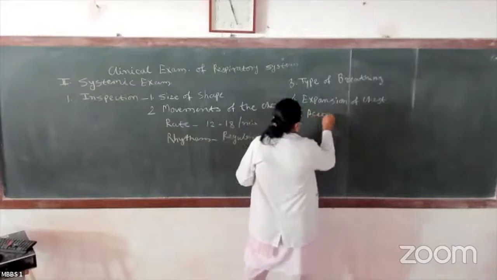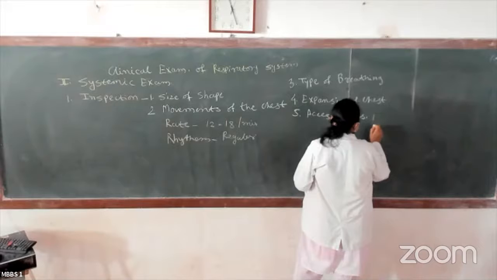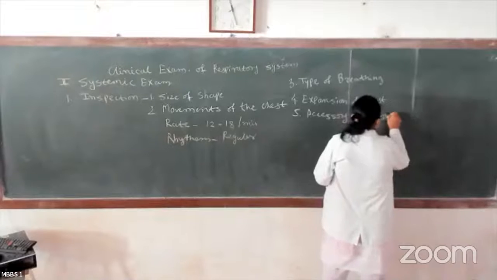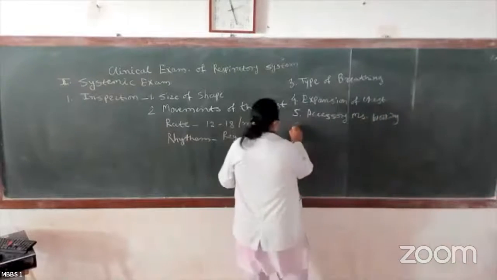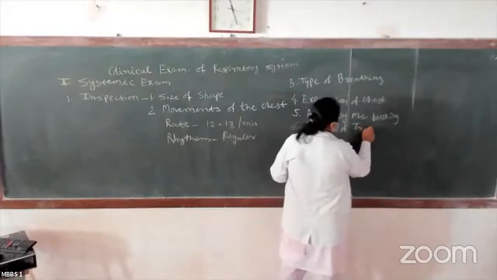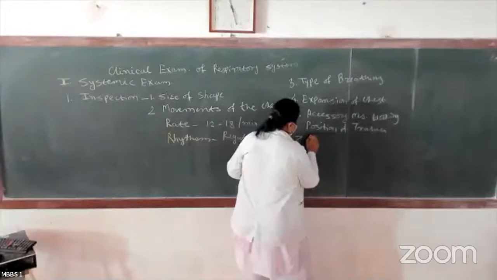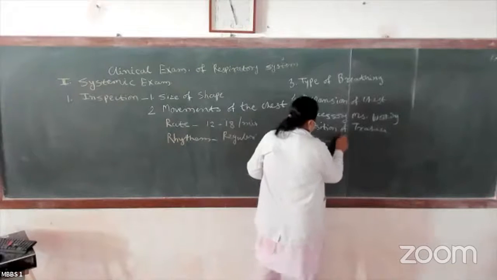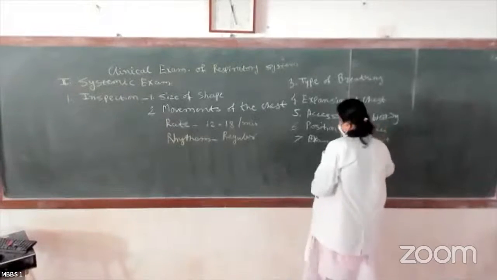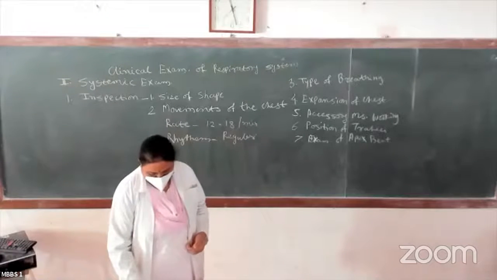Accessory muscles, working or not. Position of the trachea. Normally, it is centrally placed. Ask the subject to extend the neck and observe the position of the trachea. And last is the examination of the apex. That is only observation, inspection. So these are the points under the inspection.